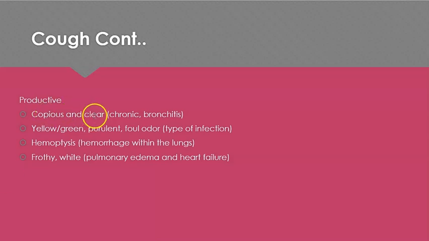If it's copious and clear, it could be chronic, could be bronchitis. If it's yellow, green, purulent, or has a foul odor, it might be a type of infection. If there's bleeding, then there might be hemoptysis, hemorrhage within the lungs. If it's frothy or white, it could be pulmonary edema or heart failure.